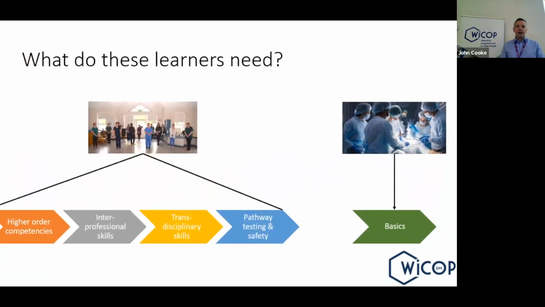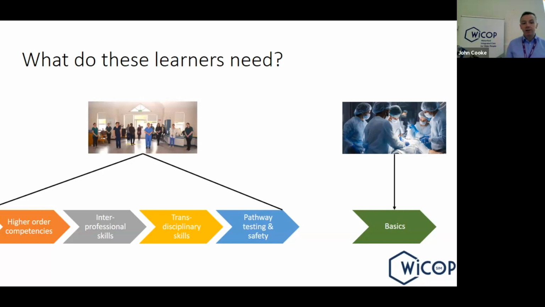So if we look at what they need, the expert learners need quite a lot of different things, and they're going to access and use sim in lots of different ways. So they're going to want to explore higher order competencies. So, really technical, complicated cases that they want to try and take on as a team and work together on. They're definitely going to want to work at interprofessional skills. So, how well does the physiotherapist in the team work alongside the SPR or the occupational therapist or whatever? So that's something that you can really try and work on through simulation scenarios.